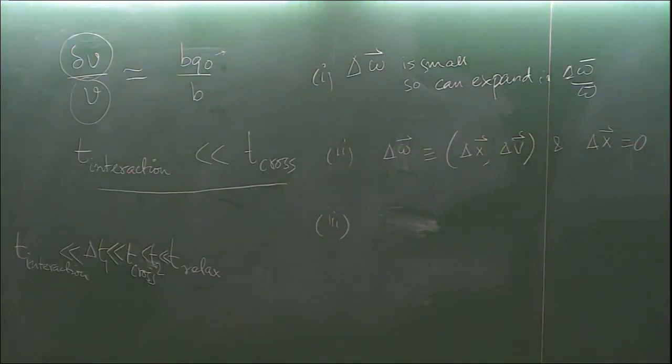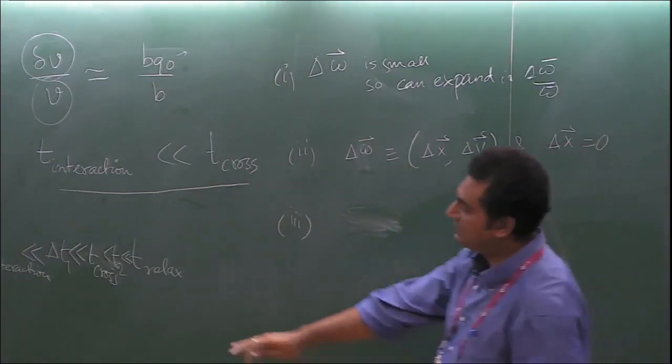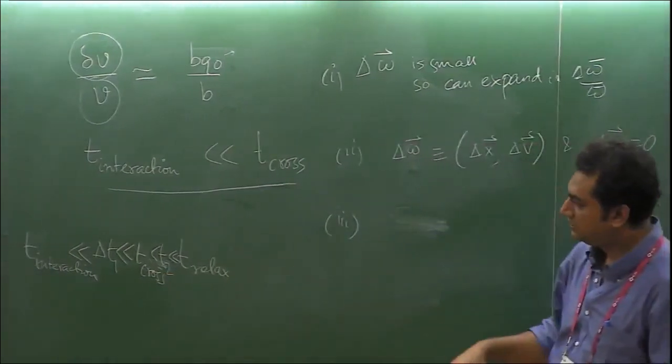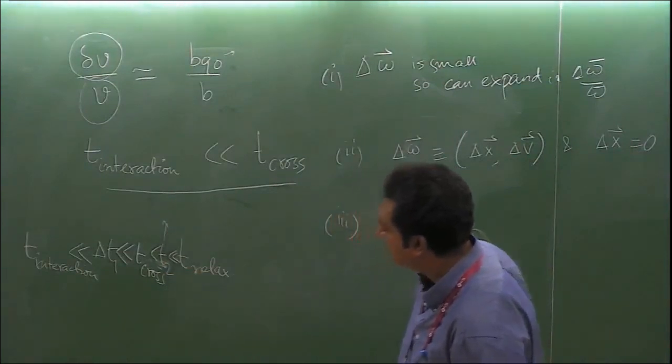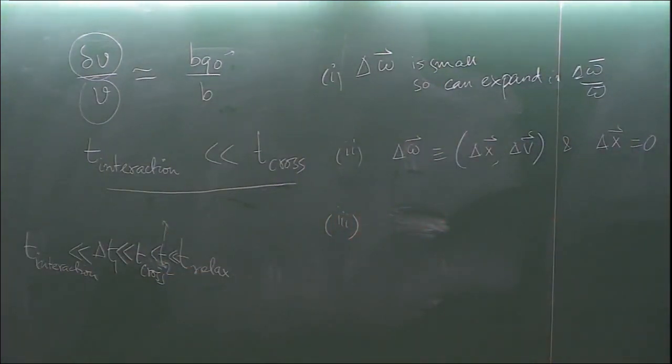So what that allows you to do is choose a time that satisfies these conditions. So let's take this time, and you can say that within this time a large number of these delta Vs happened, and each of these delta Vs is independent of the others. So from the central limit theorem, these delta Vs must be Gaussian. All you care about is the mean of these delta Vs and the dispersion of the delta Vs.